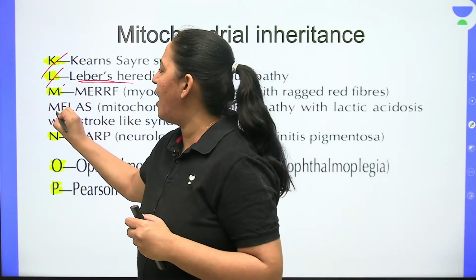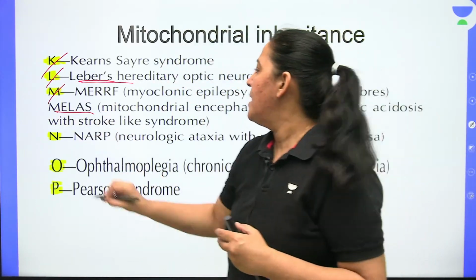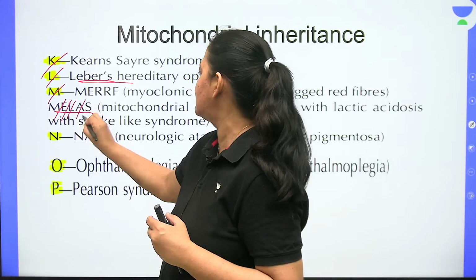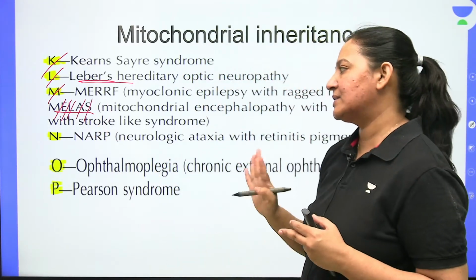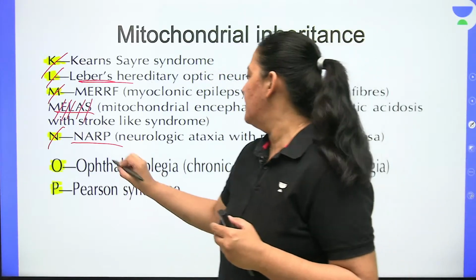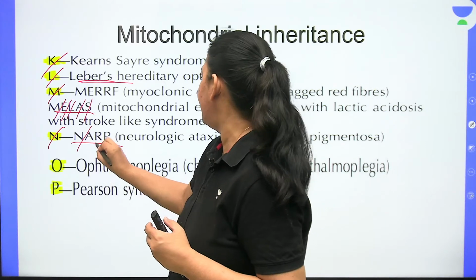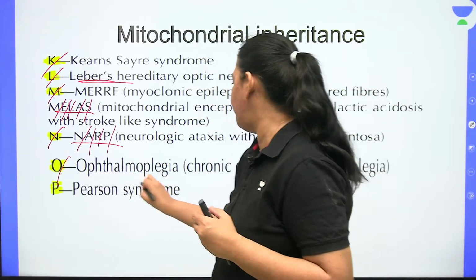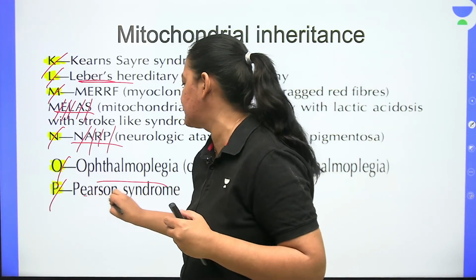M stands for MELAS. Do you know the full form of MELAS? MELAS is mitochondrial encephalopathy with lactic acidosis and stroke-like syndrome. N stands for NARP. You know the full form of NARP? It is neurogenic ataxia with retinitis pigmentosa. O stands for ophthalmoplegia and P for Pearson syndrome.